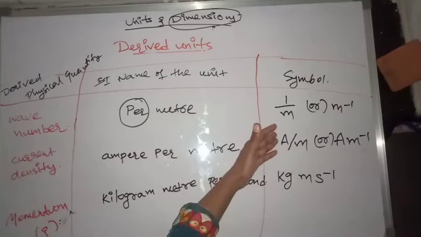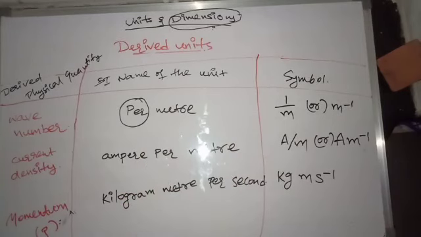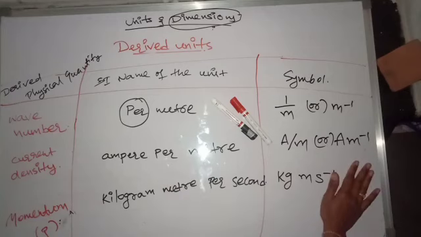So these are a few derived physical quantities and the names of the units for these physical quantities, and the symbols which are used for representing the names of the units. In my next lecture I will explain about the rules we have to follow for writing the names of the units and the symbols.